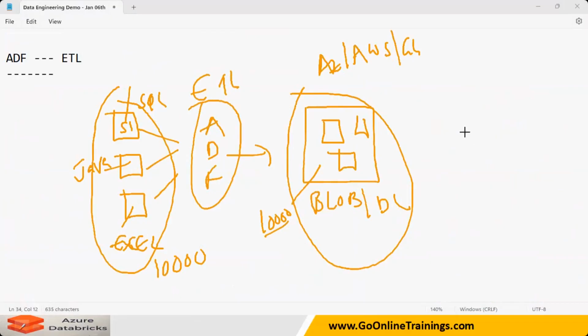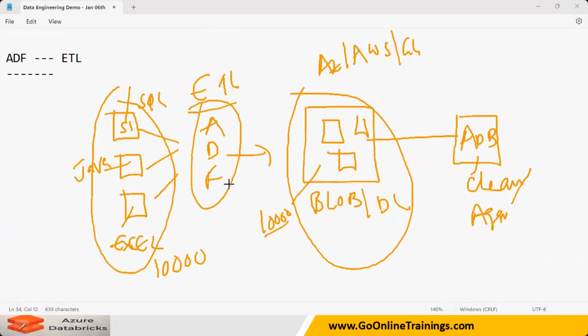Now what we do, we are going to be using ADB here. ADB is Azure Databricks. It's going to be taking the data and doing two things. One, it's going to be cleaning the data, and step number two, it is going to be aggregating the data. So it is going to be cleaning the data and aggregating the data.